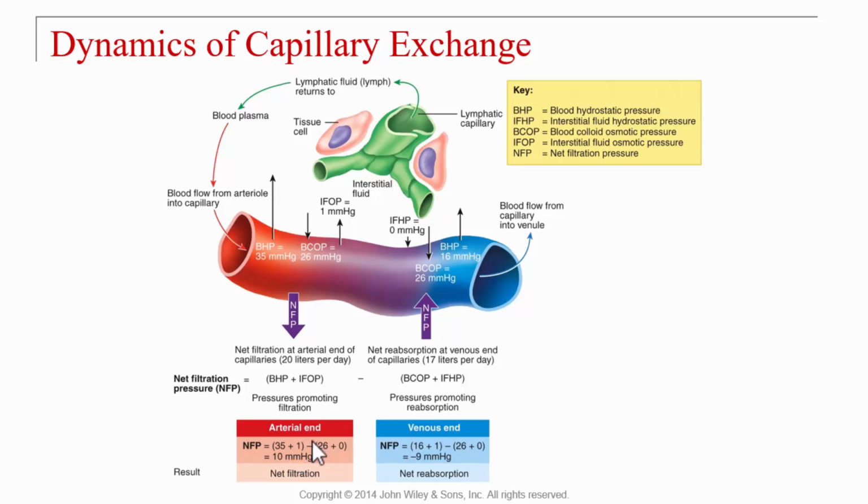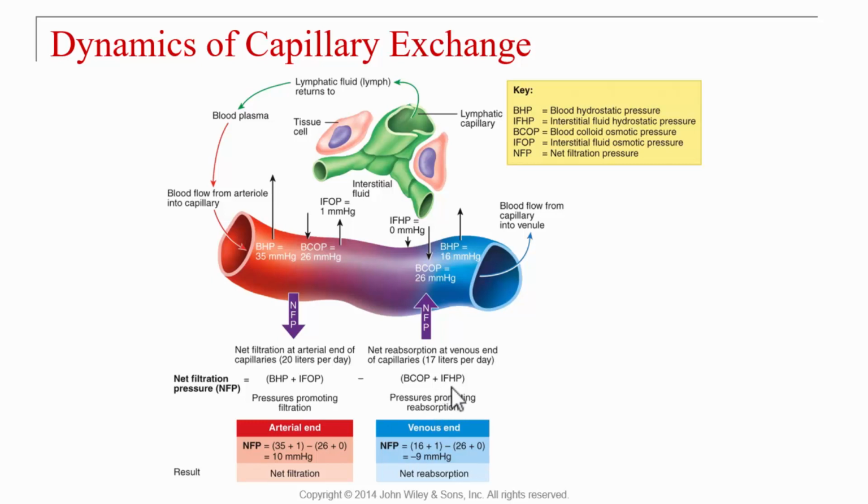Minus the BCOP plus the IFHP. So in this case, BCOP is going to be 26 millimeters of mercury pressure. So in other words, being able to pull or suck that water out of the tissue into the blood vessel. Again, this is what albumin is doing. Okay.